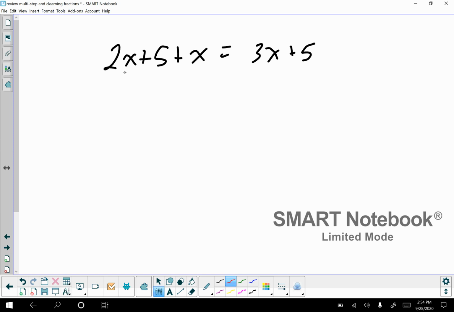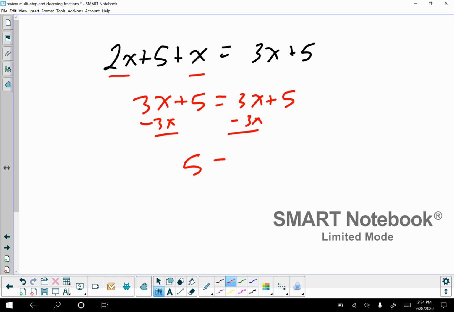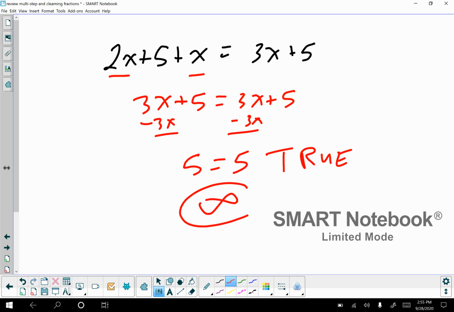Next problem, we're going to combine like terms. So I have x on the same side, so I have 3x plus 5 equals 3x plus 5. Look at it, it's the same thing. So if I were to subtract 3x from both sides, notice I get 5 is equal to 5. So that's true, right? So that means we have infinite solutions. We're all real numbers might be another way we could say it.